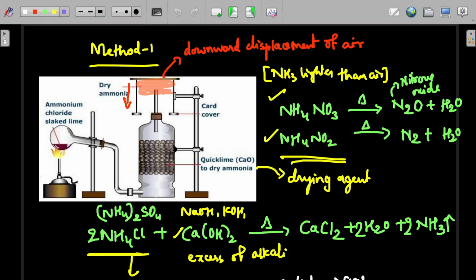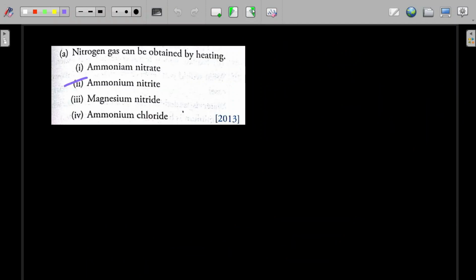Just now I told you, it undergoes thermal decomposition, that's the hot water, right? There you don't get nitrogen gas. There you get ammonia gas. They have asked here nitrogen gas, right?